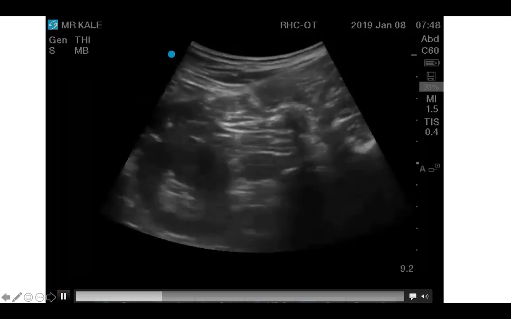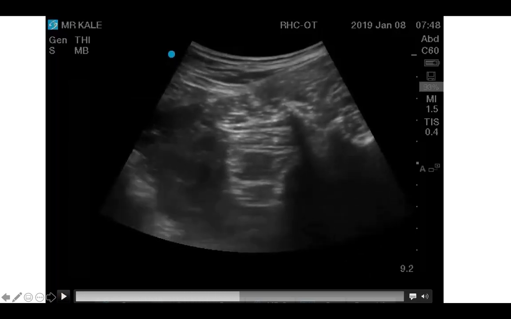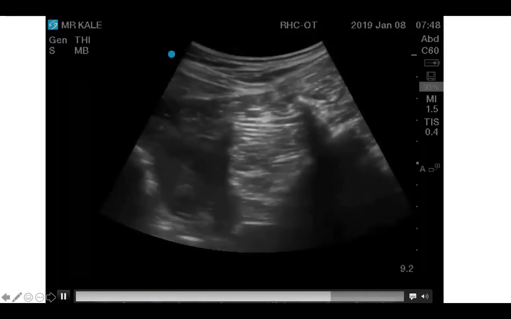Now here we are using a curvilinear probe, and what we see here is the quadratus lumborum muscle, the transverse process, and the psoas muscle, and we have to deposit the drug as the needle is coming. I'll advance it further. We can see it now more nicely, the interfascial plane between the quadratus lumborum and the psoas.